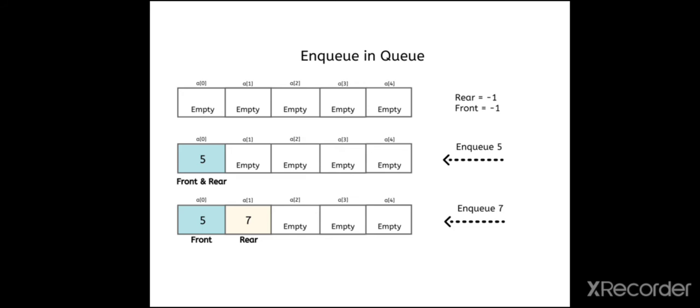Next, I want to insert an element. In this example, you can see I have inserted an element 7. If I want to insert an element 7, I have to increment the rear, that is rear plus plus. Now the rear position is at A of 1. At the A of 1 position, I have inserted an element 7. See, this is the procedure how to insert an element into the queue.